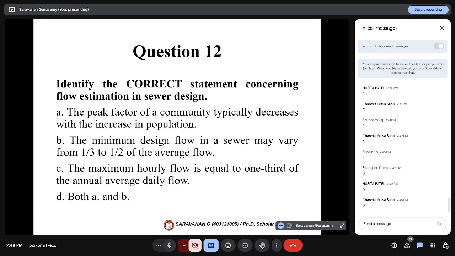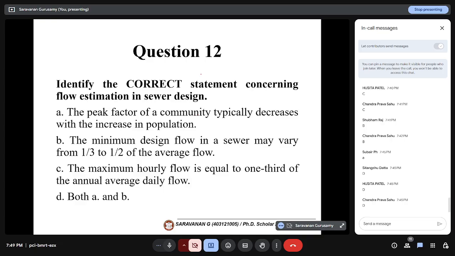And 12th question, identify the correct statement concerning flow estimation in the sewer design. The peak factor of a community type typically decreases with the increase in the population. Peak factor of a community decreases with the increase in the population. This is correct or not? And then the minimum design flow in a sewer may vary from 1/3 to 1/2 of the average flow. And then the third one, the maximum hourly flow is equal to 1/3 of the annual average flow.